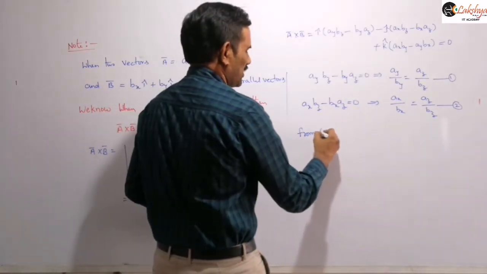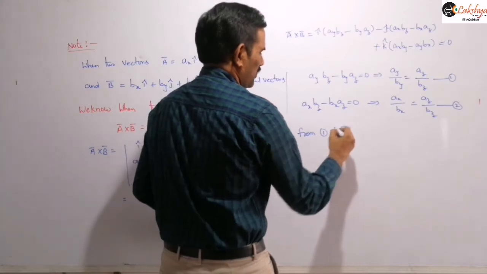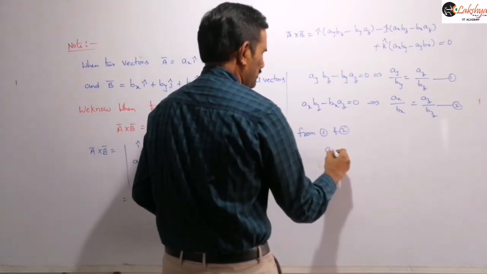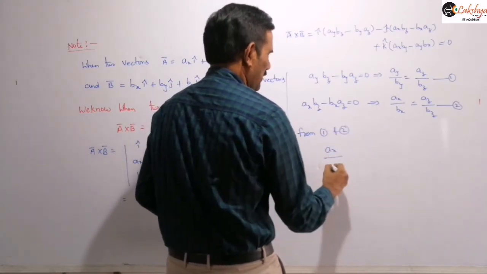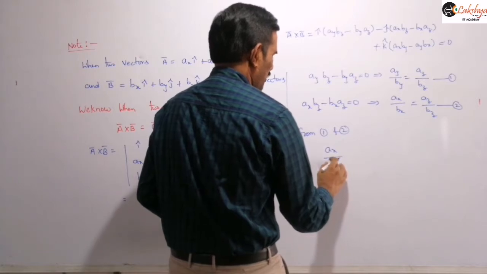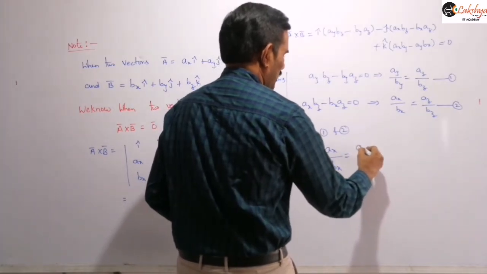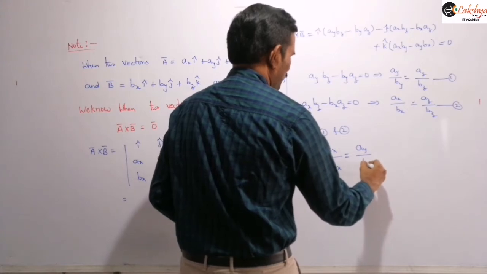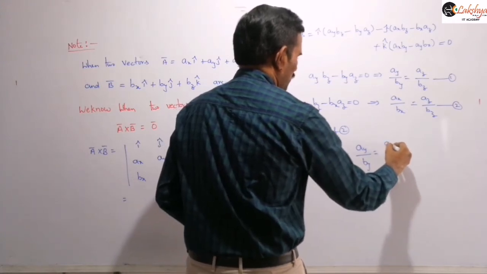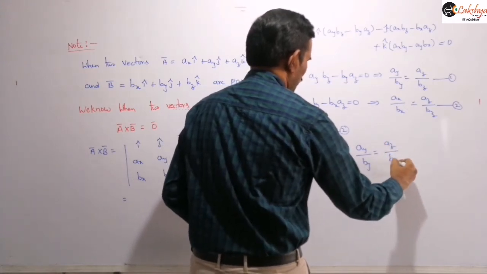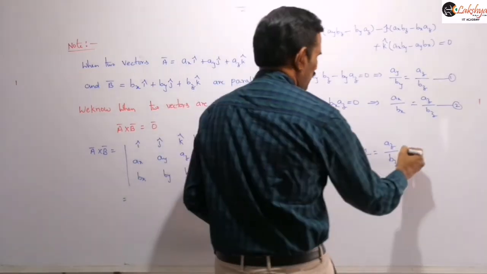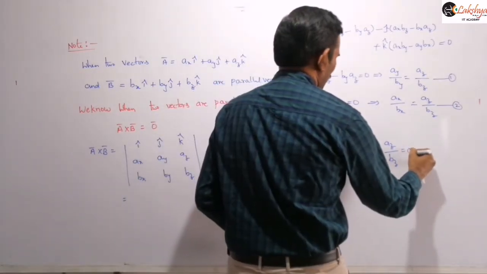So directly, from 1 and 2, what we can write here is Ax by Bx is equal to Ay by By is equal to Az by Bz. That means this ratio will be a constant value here.